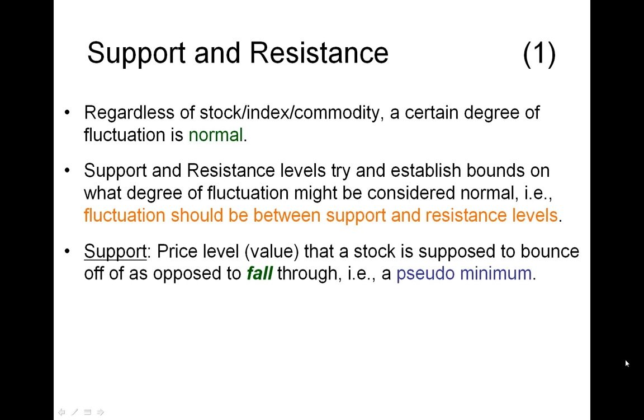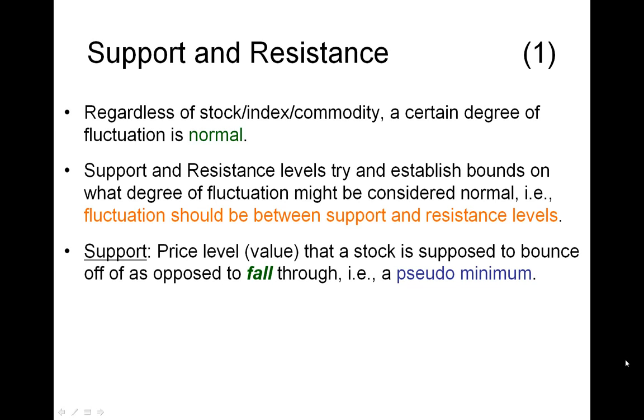So to be more specific, support is the price level or value that a stock is supposed to bounce off of or fall through, such that if the value of that stock falls below the support level, we can imagine that something strange has happened, something wrong has happened, because normally the degree of fluctuation that involves a fall in the value of that particular stock or commodity shouldn't fall below the support level.